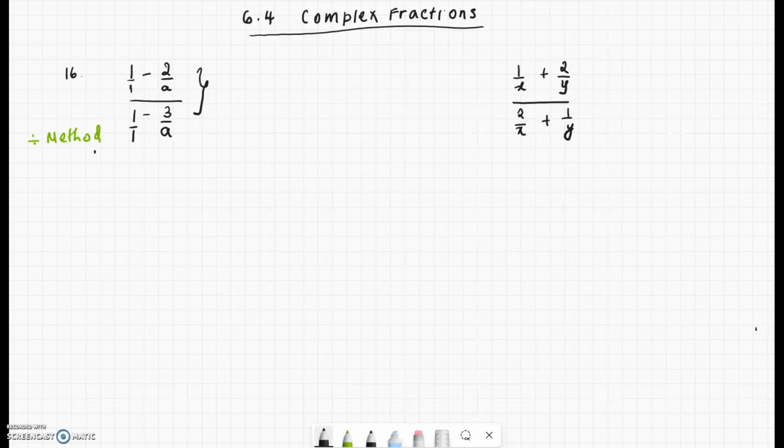So 1 over 1, and I'm going to multiply with a to make the denominator a, minus 2 over a, the whole divided by, and do the exact same thing. So you have a 1 over 1, and we multiply with a, and multiply with a, the numerator and denominator, and then minus 3 over a.